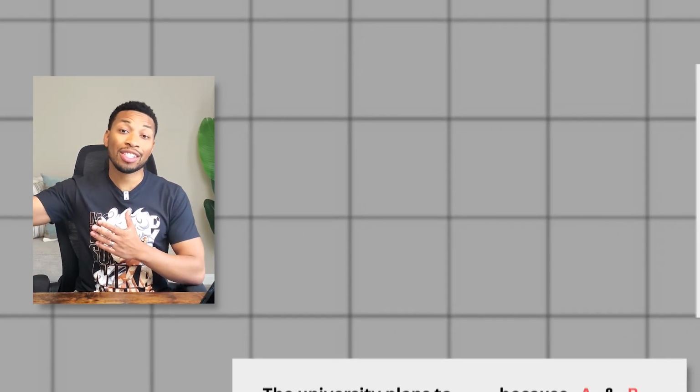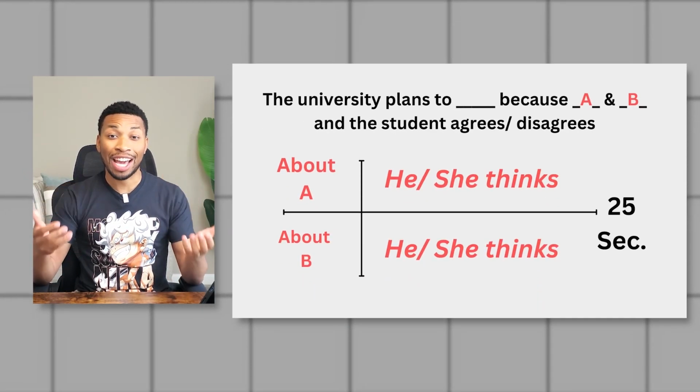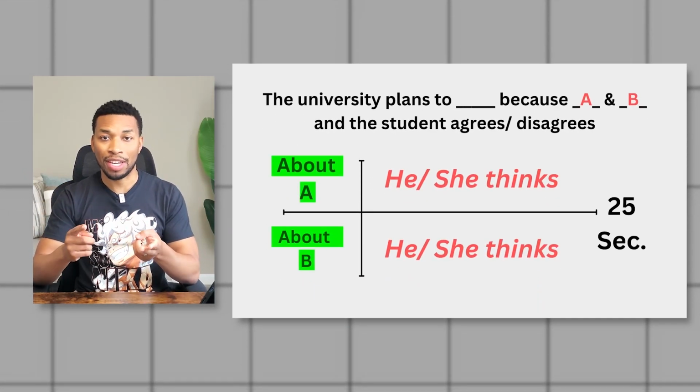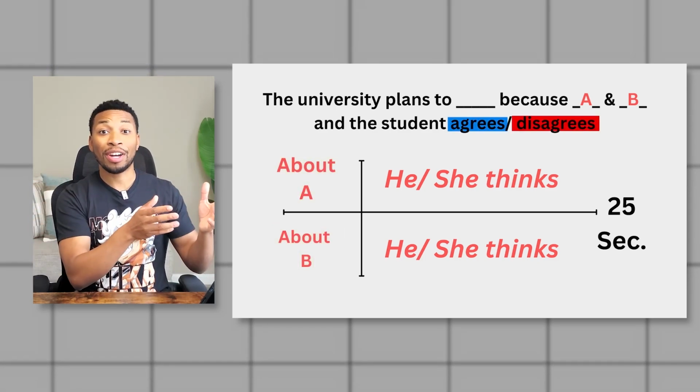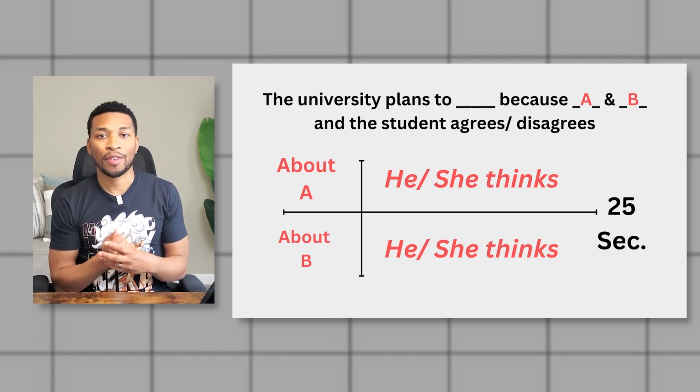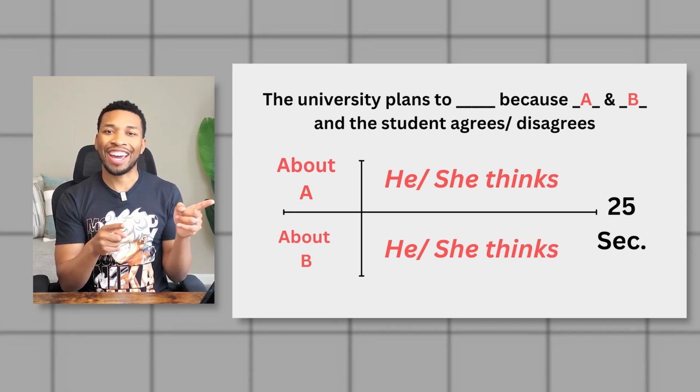So what does that mean? Well, before we even listen to the lecture, we already know what the student is going to talk about, because now we have our A and we have our B. The only thing that we don't know is whether the student agrees or not. So as you can see there in the chart that we're looking at, we already know what's going to go on, but let's see if the audio matches what we already have. Let's take a look.